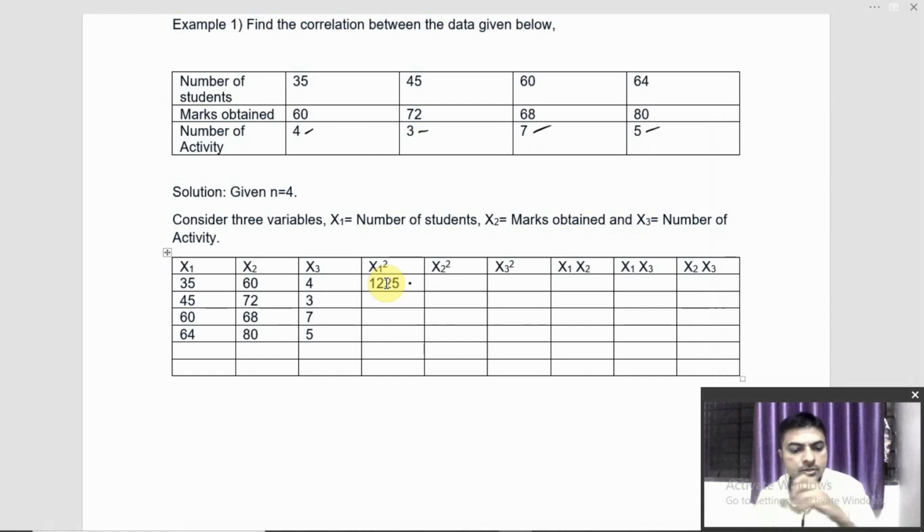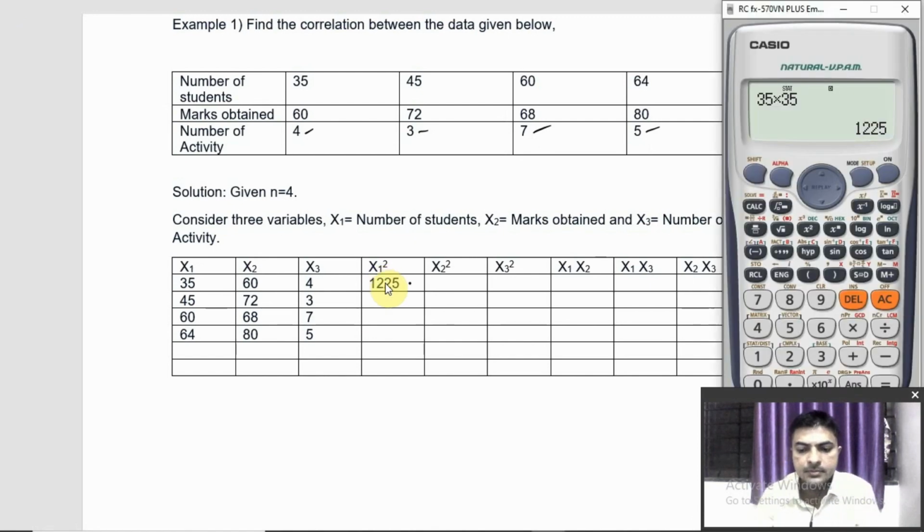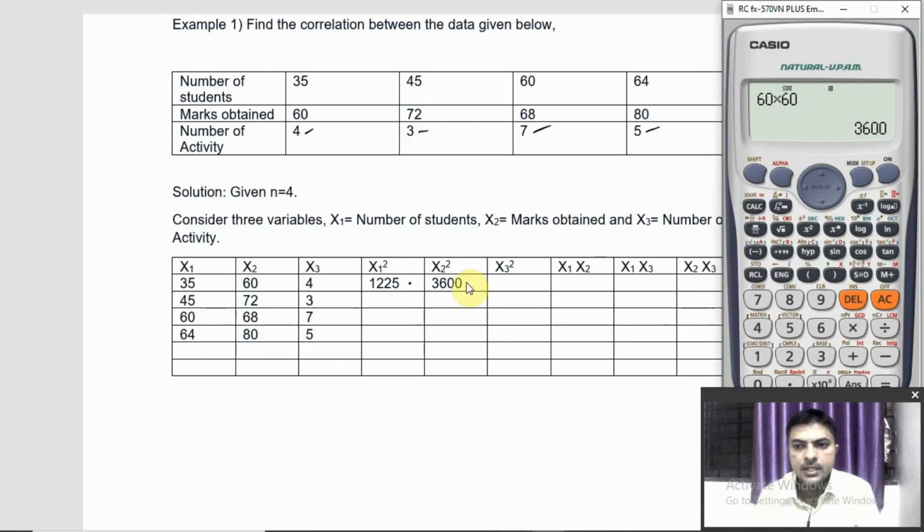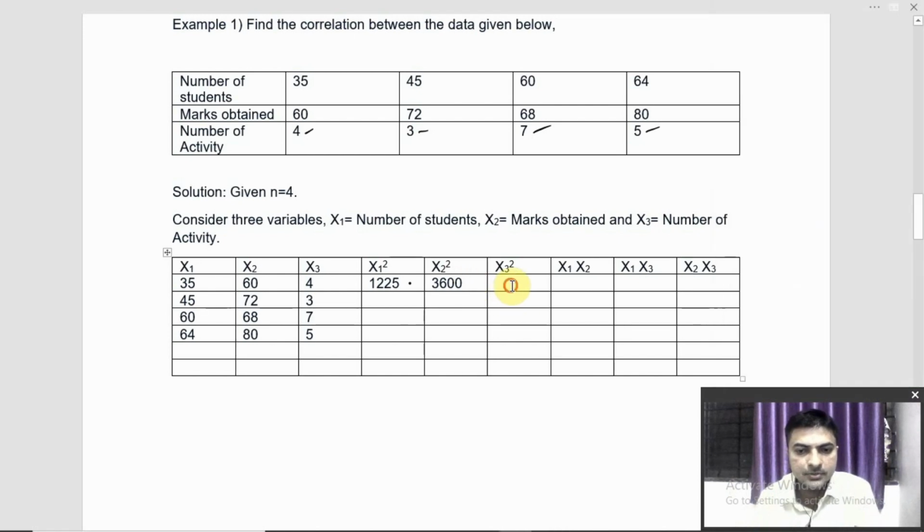Next, x2 square is there. So x2 square, again please remember, 60 into 60 is 60 square, which is 3600. So take here 3600. Immediately take your book and write it down in your book, students. Now you can see 4 square. Easily one can tell what 4 square is.